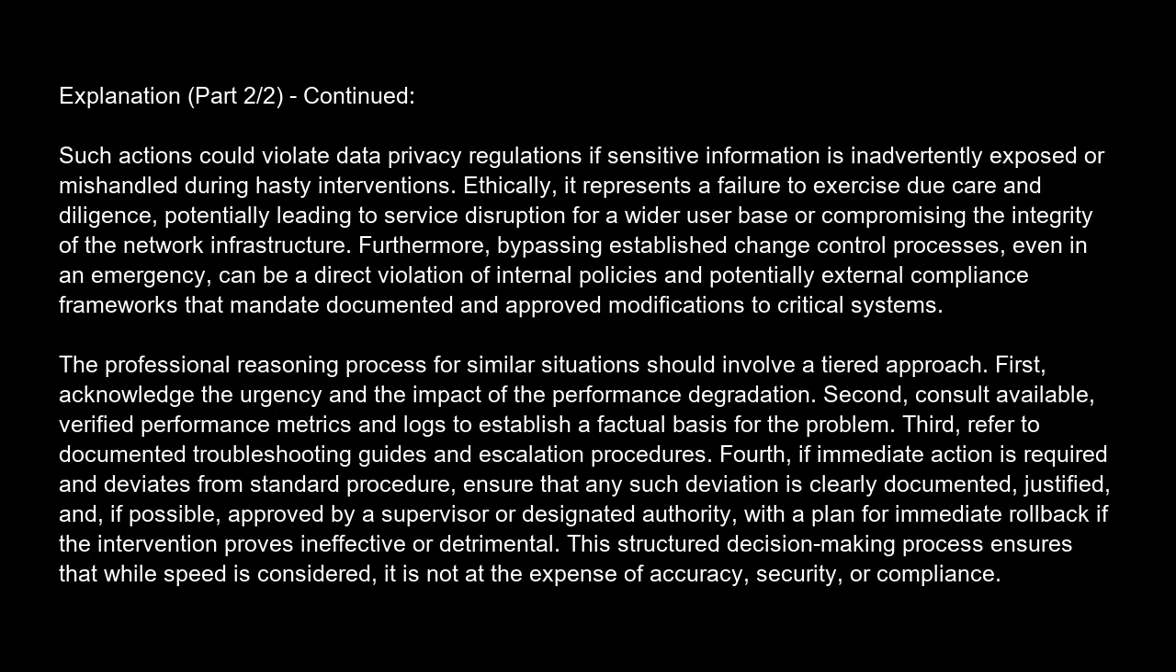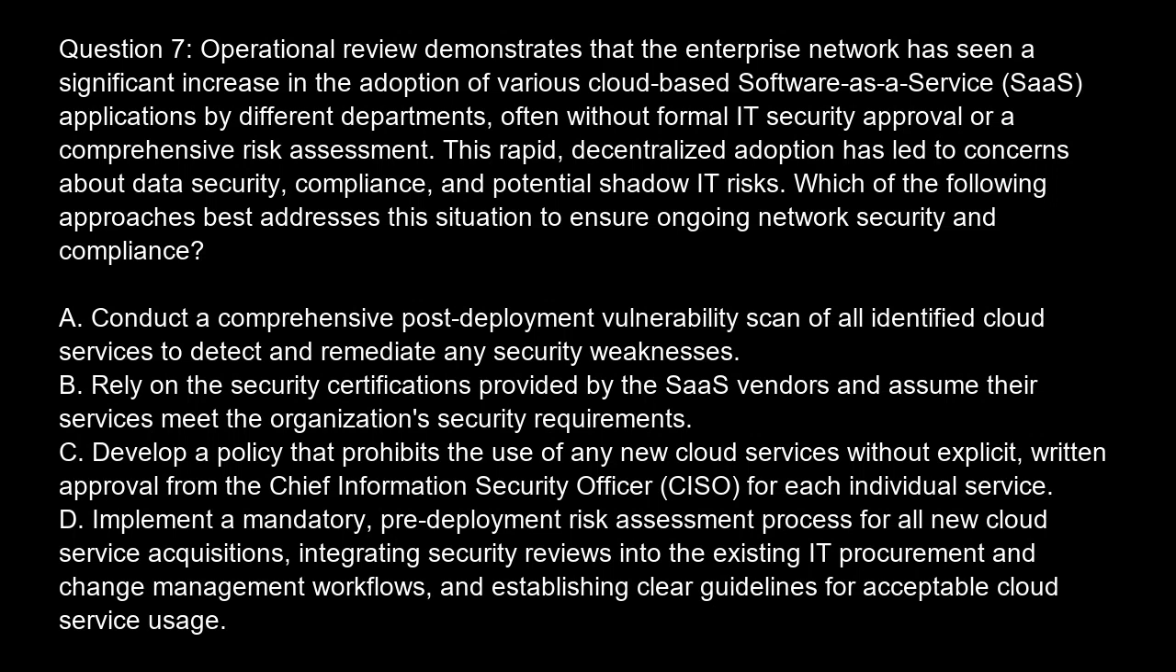Fourth, if immediate action is required and deviates from standard procedure, ensure that any such deviation is clearly documented, justified, and if possible, approved by a supervisor or designated authority, with a plan for immediate rollback if the intervention proves ineffective or detrimental. This structured decision-making process ensures that, while speed is considered, it is not at the expense of accuracy, security, or compliance. Question 7.